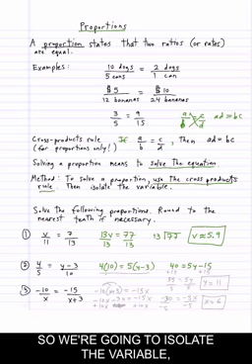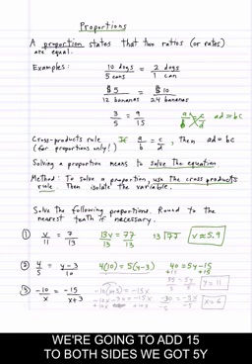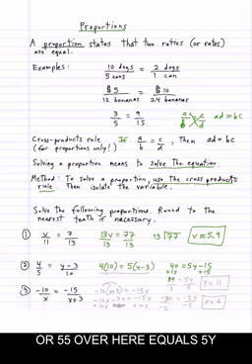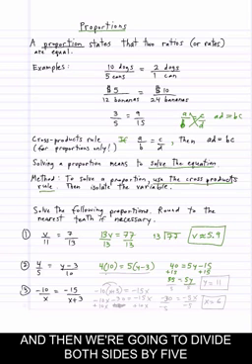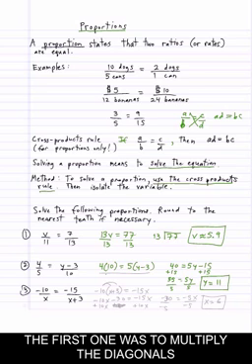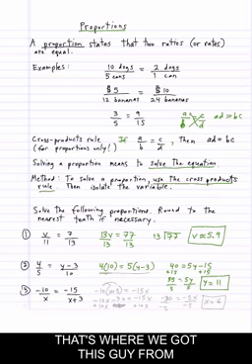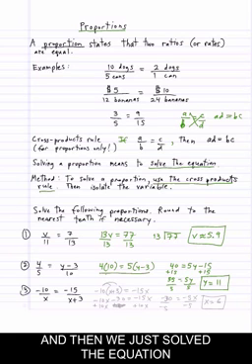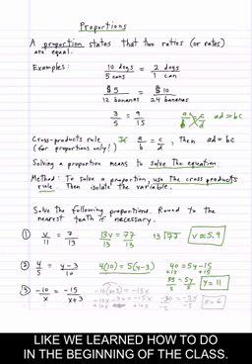So we're going to isolate the variable. We're going to add 15 to both sides. We get 55 over here equals 5y. And then we're going to divide both sides by 5. We get y equals 11. That time it's exact. Remember, two things we did here. The first one was to multiply the diagonals. That's where we got this guy from. And then we just solved the equation like we learned how to do in the beginning of the class.